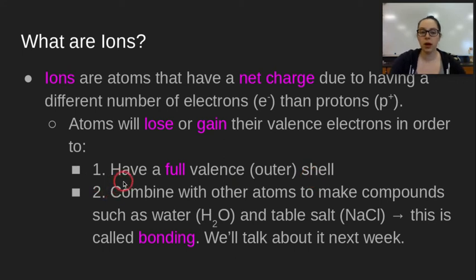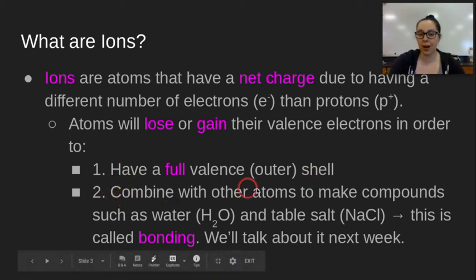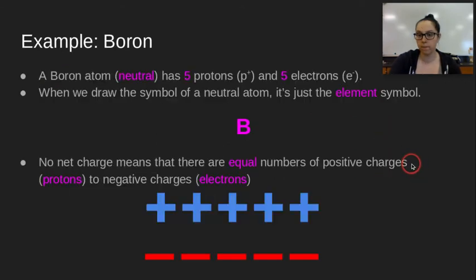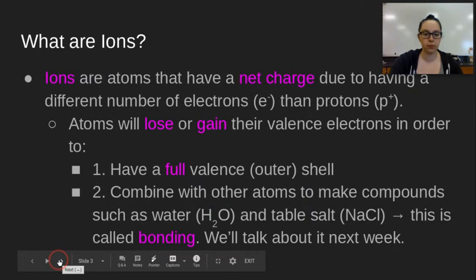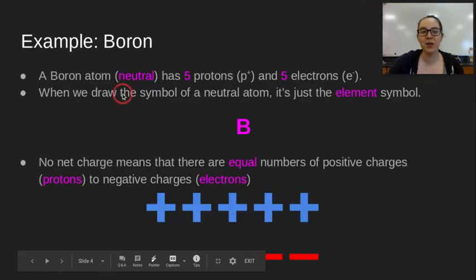Or to combine with other atoms to make compounds such as water and table salt. This is called bonding. We're going to talk more about this next week, but just know that this is here. Again, the goal for both this one and this one is to have 8 valence electrons due to our octet rule.